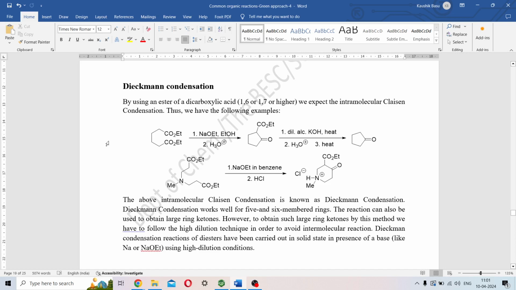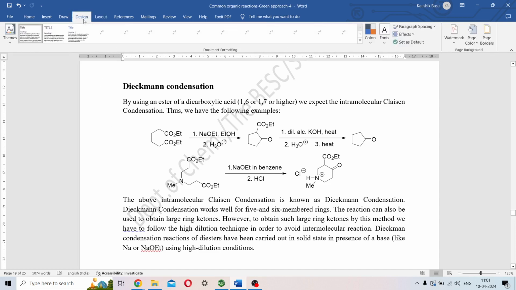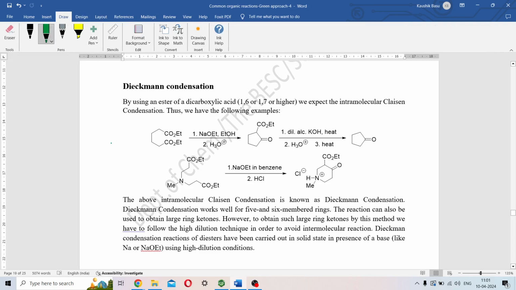So what is Dieckmann condensation? Dieckmann condensation is a variation of Claisen condensation. In Claisen condensation you have an enolate derived from an ester reacting with another molecule of ester, and after the ejection of the alkoxide you get a 1,3 dicarbonyl compound. It's one of the most useful name reactions of carbonyl chemistry to form a carbon-carbon bond.